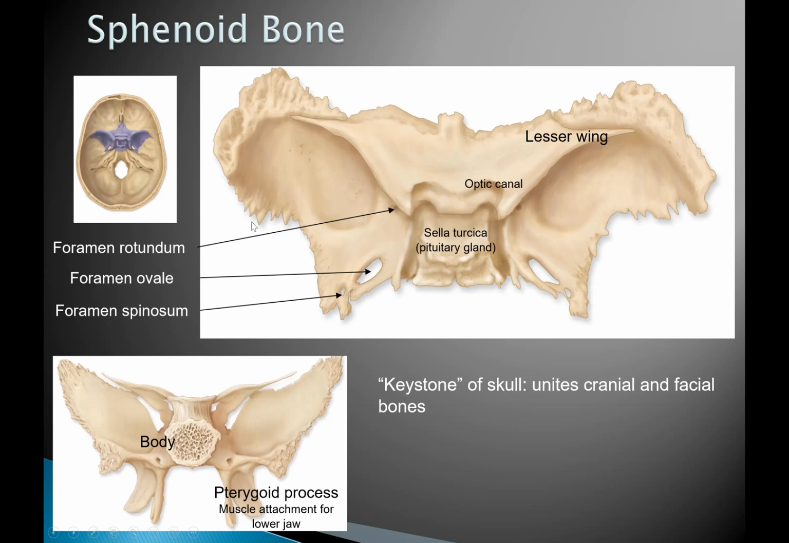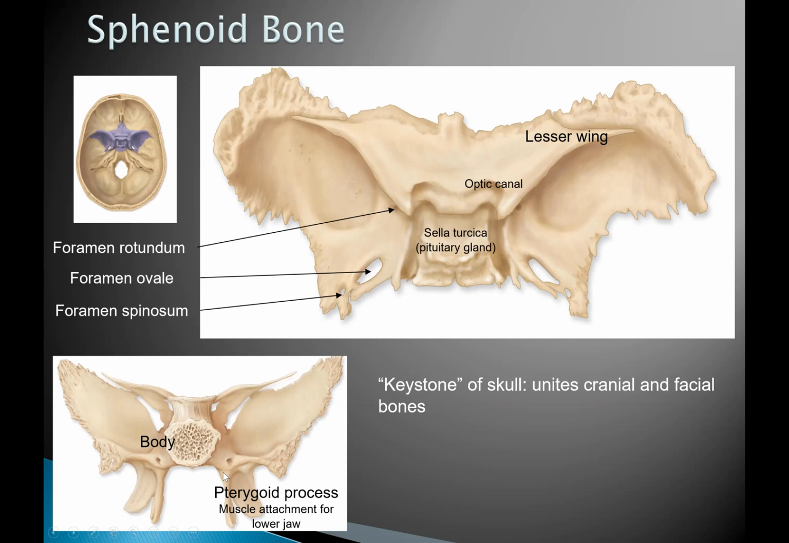Okay. The sphenoid is what we call a keystone bone because it connects both cranial bones and facial bones. It will touch both cranial and facial. On the back of the sphenoid, you can see the greater wing and the lesser wing right there. So lesser is smaller, greater is bigger. So the greater wing, the lesser wing, here's the body of the bone.